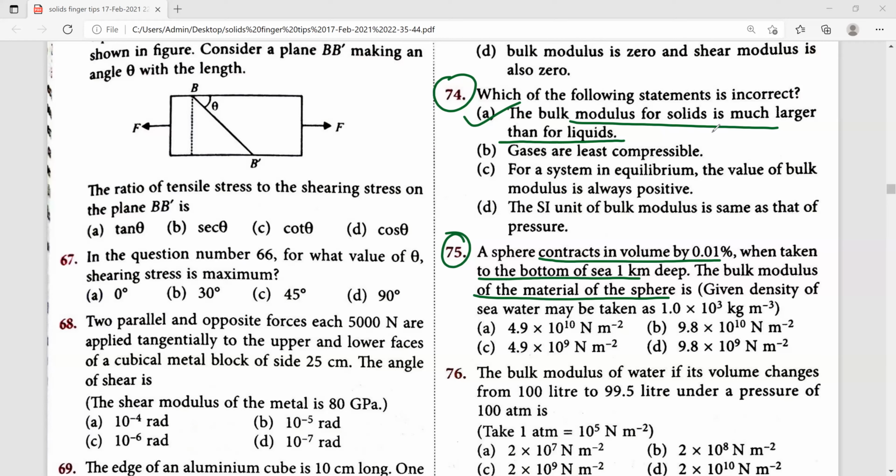We have to choose. This is calculated by using the formula beta is equal to P divided by delta V by V. So here P value is 9.8. It is calculated as 9.8 into 10 to the power of 6 into 100 divided by 0.01. So according to this, if you calculate, we are getting B1 as the right answer.